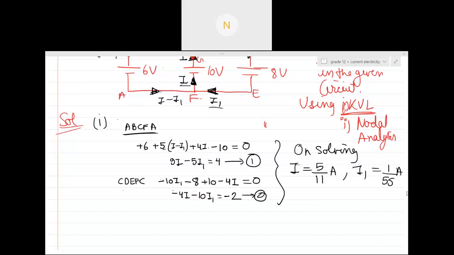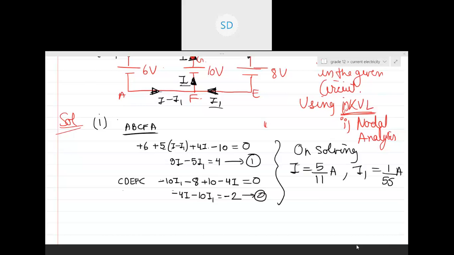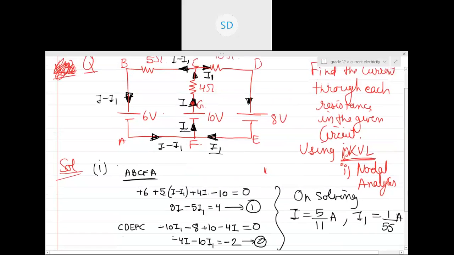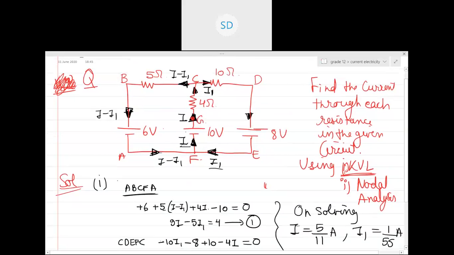So i is 5 by 11 and i1 is 1 by 55. So see, both are positive. What do you mean by both are positive? When you solve it, both are positive, that implies you have guessed the direction correct. If you would have guessed the direction wrong, automatically in the answer there would be a negative sign. So next question, whenever I take it, I'll take it in such a way that the answer will come negative. So at least my concept will also get corrected. So i is 5 by 11 ampere, i1 is 1 by 55 ampere.